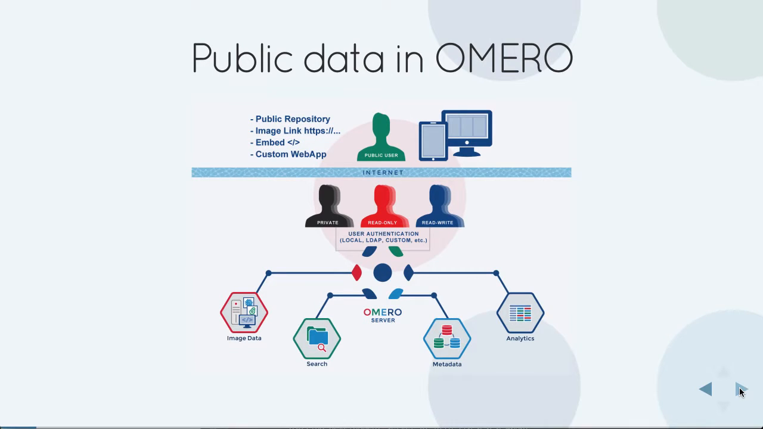Public data in OMERO. OMERO allows publishing data in various ways. It is possible to open the entire repository and make it publicly available, where the web client will serve the data. It's also possible to limit access only to specific images and use an image link.